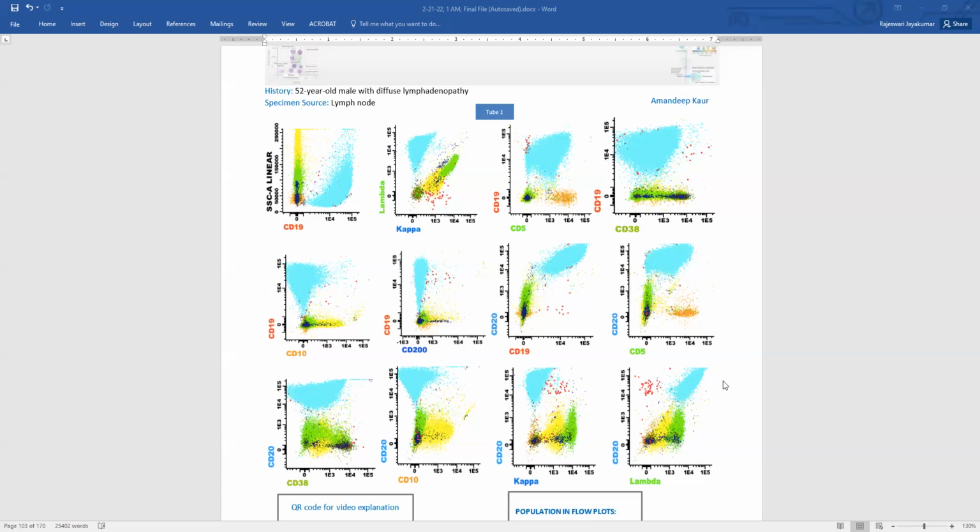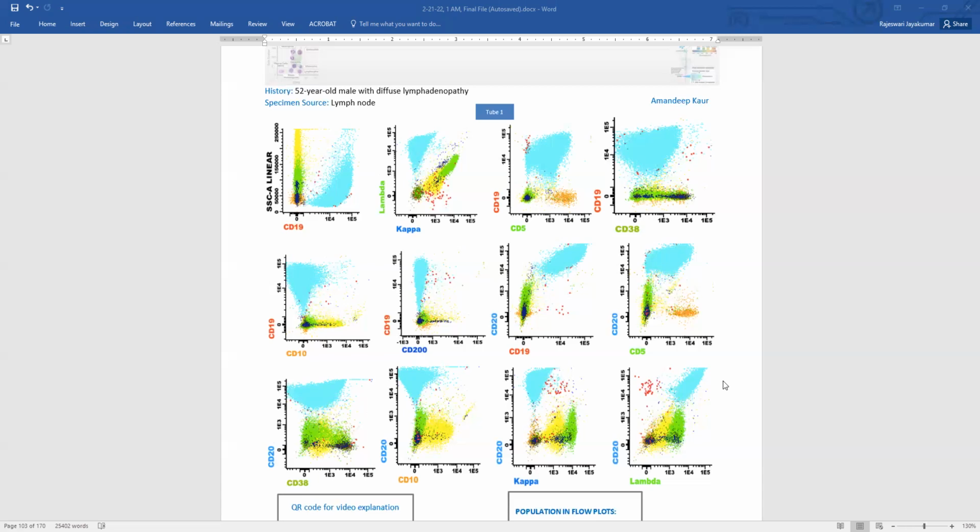So there could be a few things that can have this phenotype. One is that diffuse large B cell lymphomas can express CD5, and those are usually associated with poor prognosis. That is, CD5 expression is associated with poor prognosis in diffuse large B cell lymphoma.